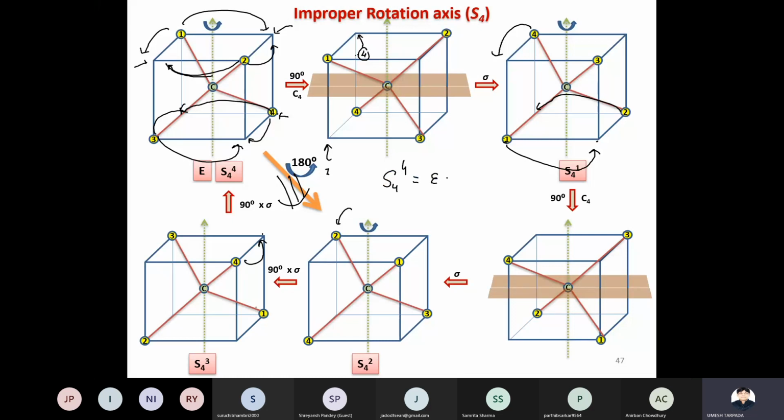Or you can say that this structure you are getting by giving rotation about the C2 axis only one time. So you are getting this third structure. So in this case, S4 raised to 2 is equal to, if you directly give rotation at 180 to the original structure, C2 raised to 1. So C2 raised to 1 is equal to S4 raised to 2. Or you can say C2 raised to 2 is equal to S4 raised to 4 is equal to E. This is called identity E. Okay, so this is called an alternate axis.